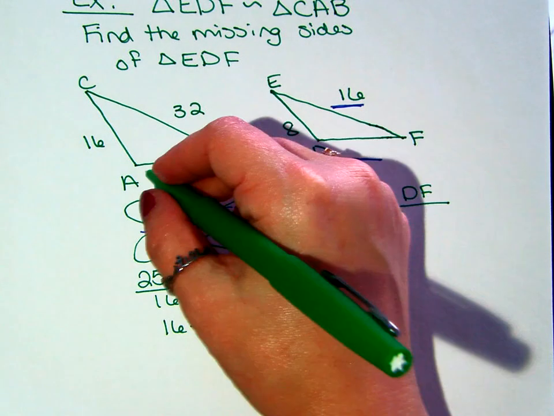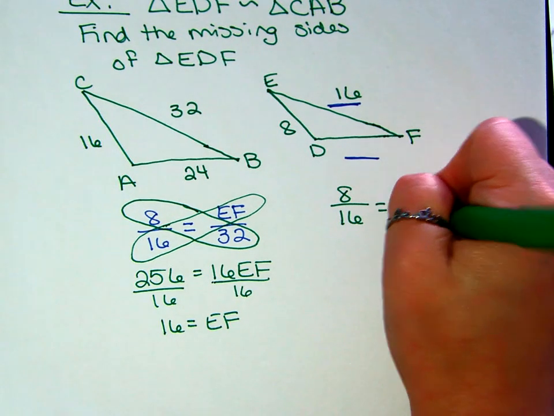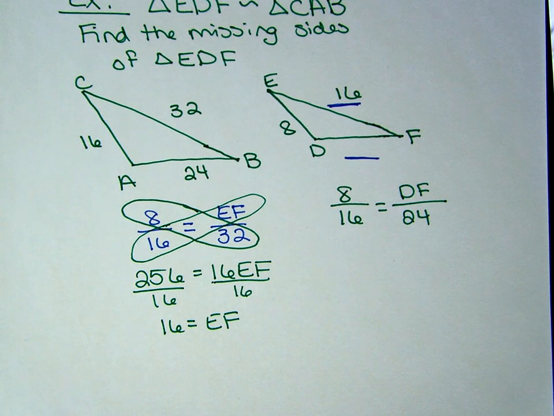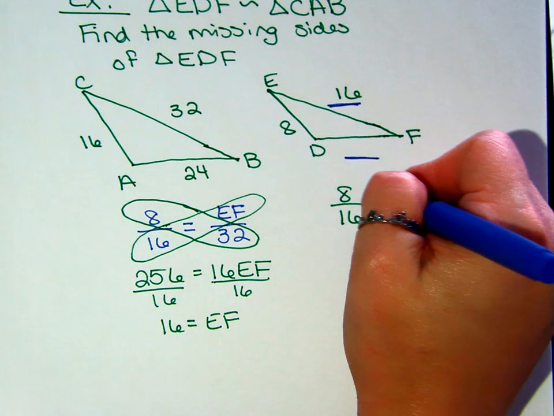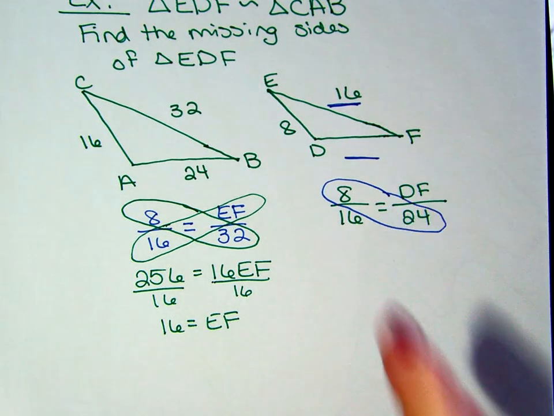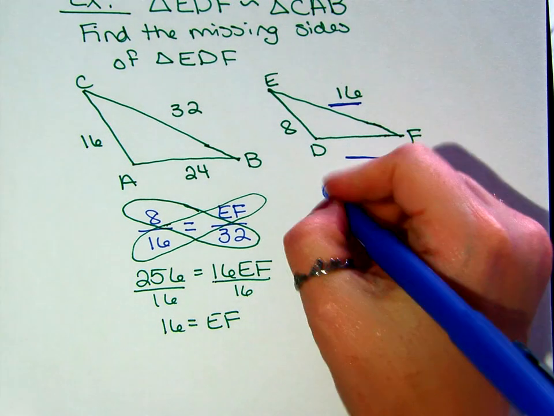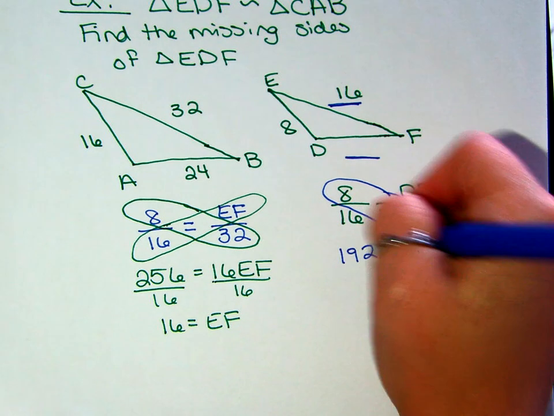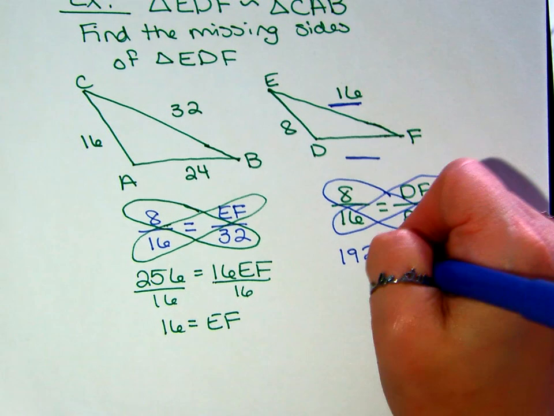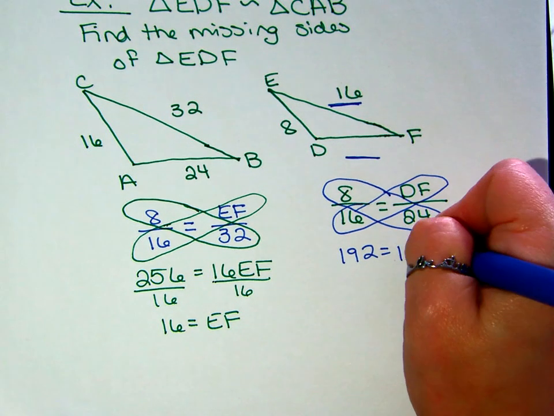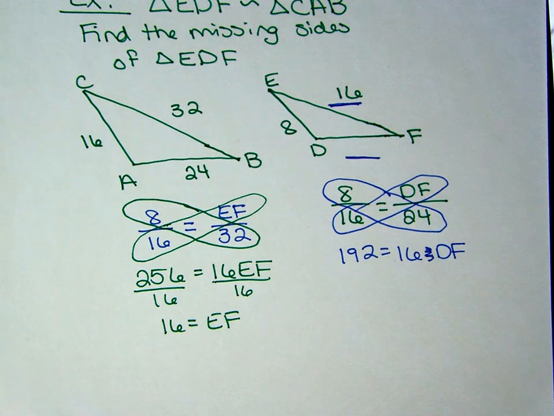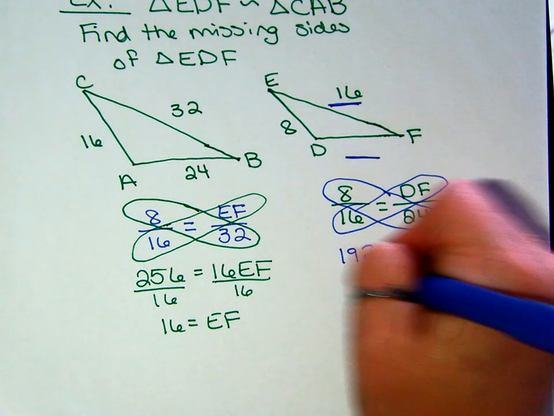So then when I do my cross multiplication here, taking 8 times 24, which gives me 192, and 16 times DF. Whoops, that's not equals, that's DF. Divide both sides by 16 yet again, and I find that DF is 12.